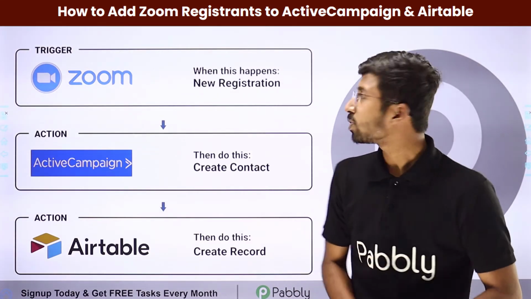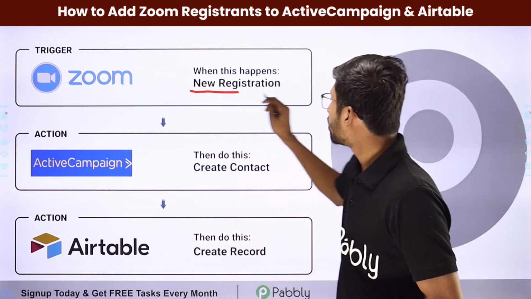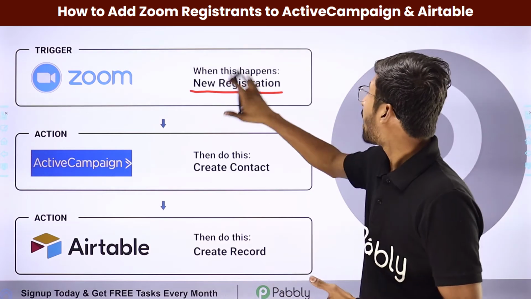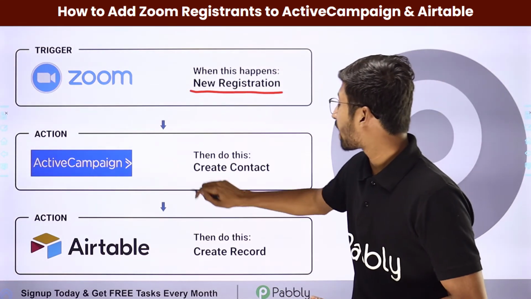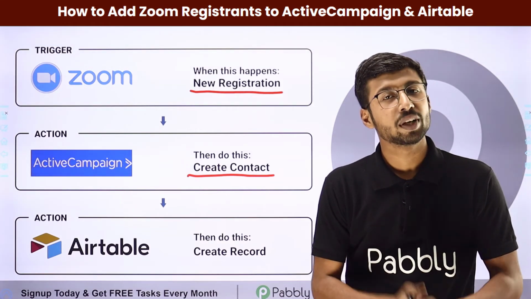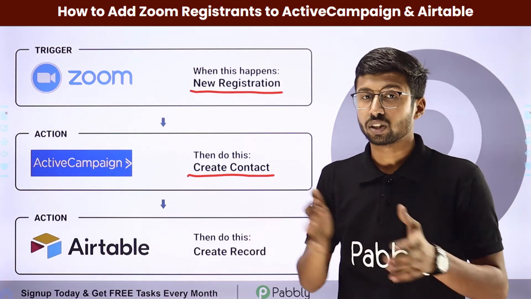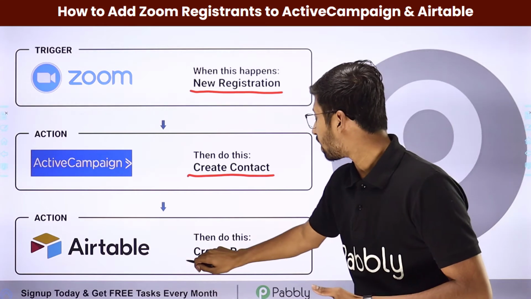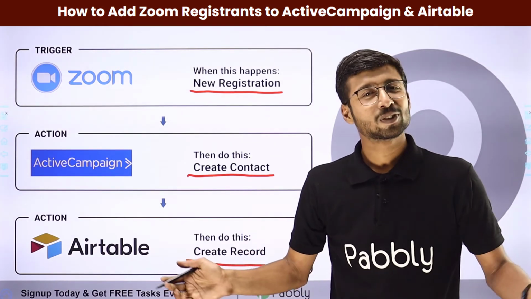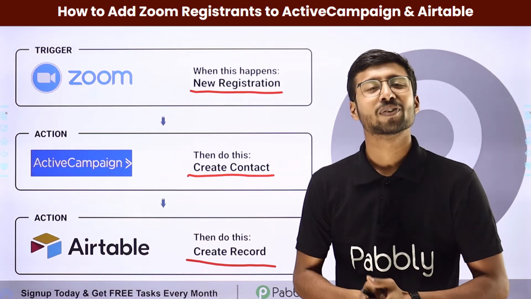The trigger of this automation will be a new registration being created in our Zoom meeting. And the action will be adding that same registrant into your ActiveCampaign account as a new contact. The other thing we will be doing is adding the details of that registrant in our Airtable database as a new record. Now guys, how can you set up this automation? To know this, you have to come with me to my screen.